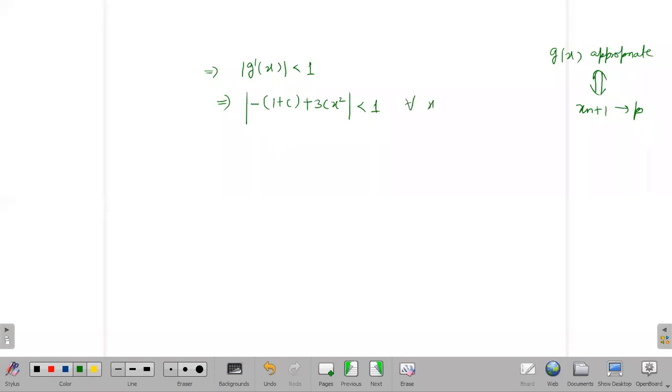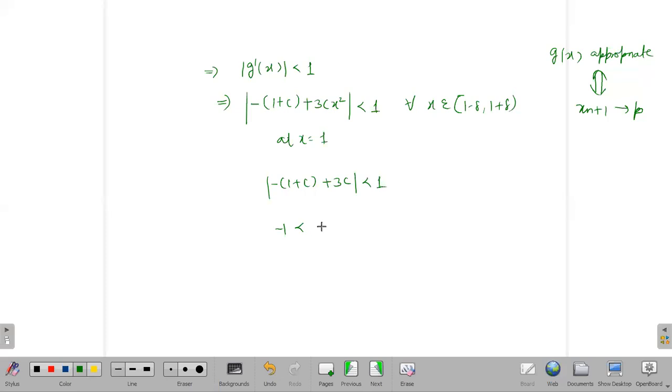So it is true for all x belongs to 1 minus delta and 1 plus delta. So it means this is a neighborhood of 1 and it includes 1 also. So this is also true at 1. So at x is equal to 1, this inequality is also true. So minus 1 plus C plus 3C is strictly less than 1.